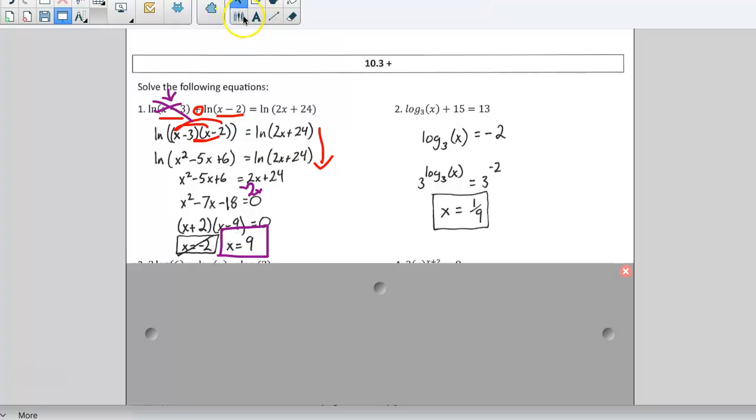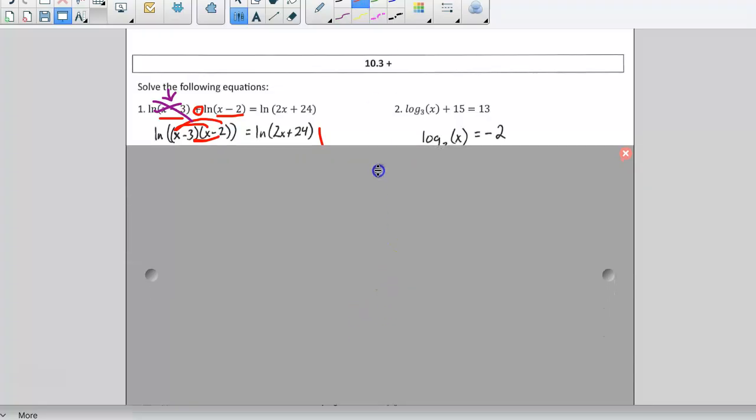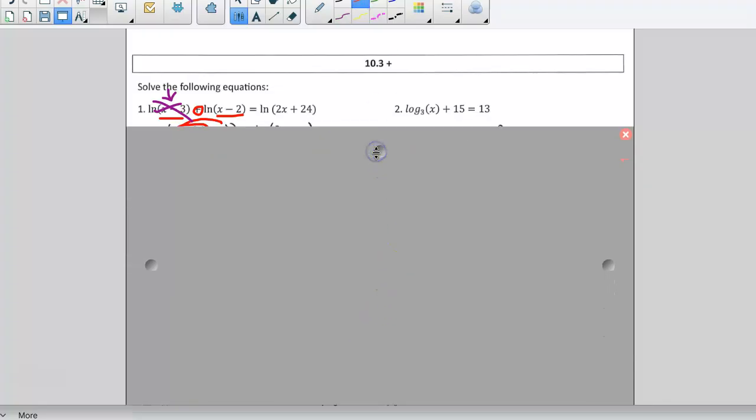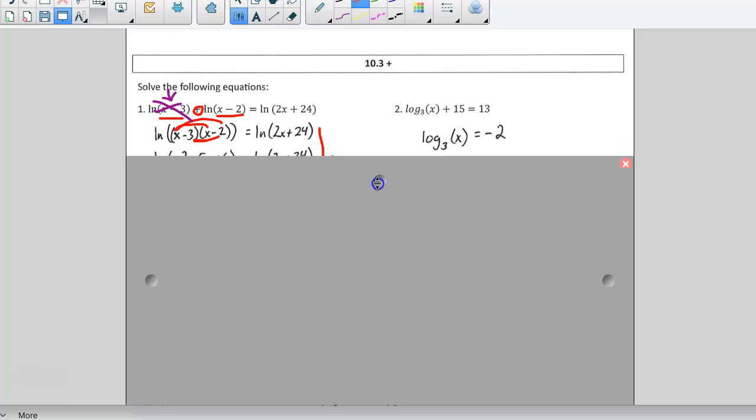If I slide on over to number 2, I'm going to scroll back up here, and my goal here is a little different. My goal, instead of condensing this problem, is simply going to be to get the log by itself. So I'm going to subtract 15 from both sides. When we do that, we get the log base 3 of the argument x equals -2. And so that can equal a -2. That's fine. That's actually truly my exponent.